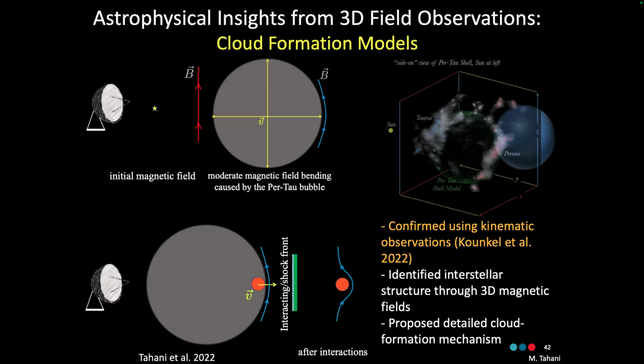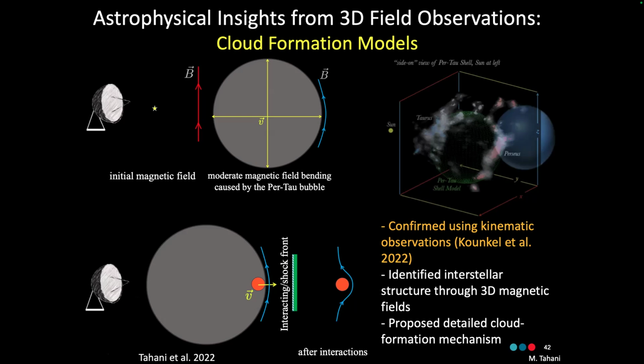The cool thing is that after we put this paper on arXiv, the presence of this second structure was confirmed by Kunkel et al. 2022 using kinematic observations. So not only did we reconstruct the complete 3D magnetic field, we were able to explain a step-by-step scenario for the formation of these clouds using 3D magnetic fields.